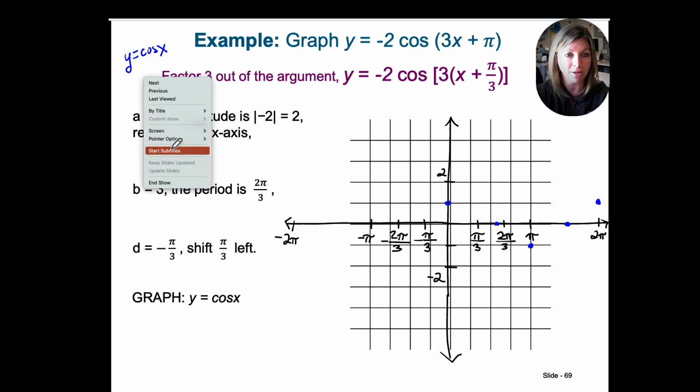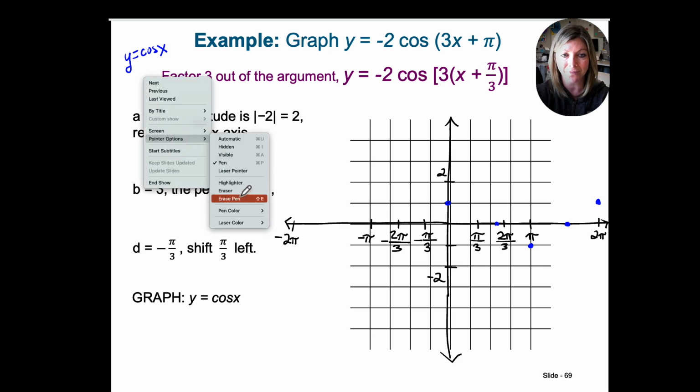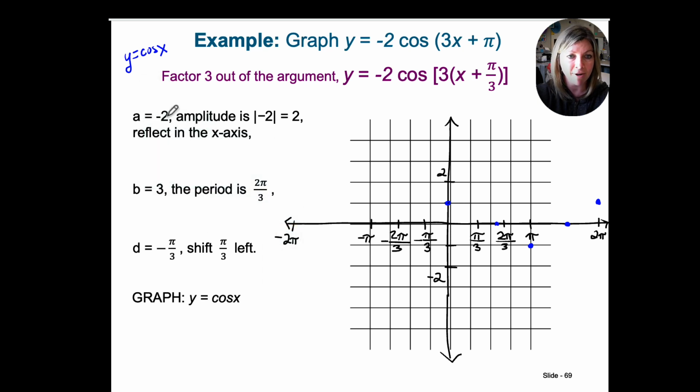Let me change colors. And in red, I'm going to do the first transformation, changing the amplitude to 2. So I'm going to take my 5 points. If we amp up to 2, the maximum is now here, minimum down to -2, and the ones on the x-axis remain where they're at. Okay, let me change colors again.